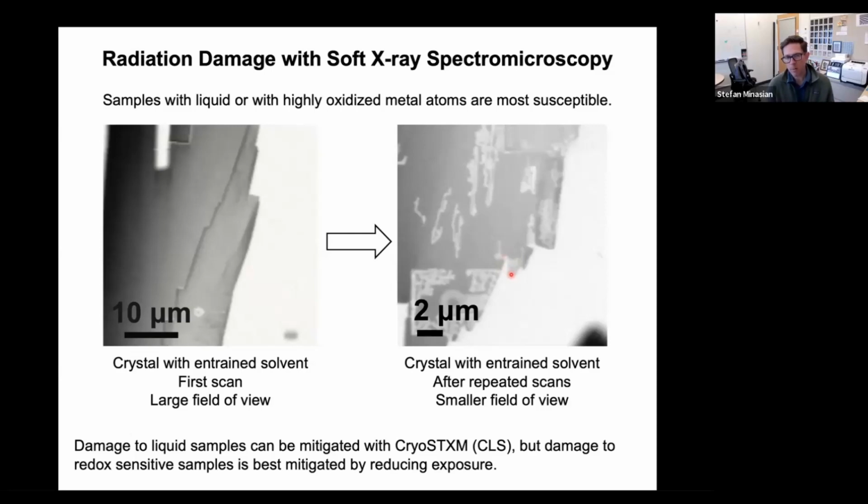Now, most of the time we are able to avoid this kind of thing by just drying our samples properly. And usually our samples are solids. Occasionally we do look at some liquid samples, but that's a bit more rare. For liquid samples, you can mitigate some of these potential problems with low temperature measurements, and there is a cryo-STXM available at the Canadian Light Source, which we've used in the past. But most of our issues have to do with redox sensitivity. And in that case, we reduce radiation damage by just limiting the exposure time.